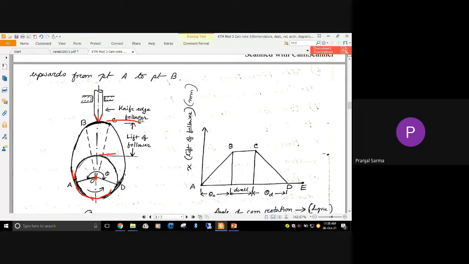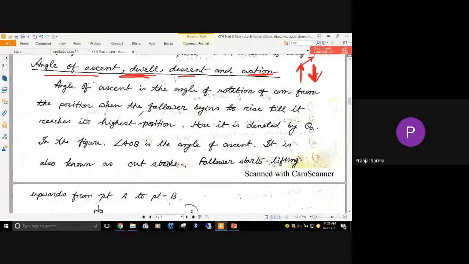And this is the lift of the follower. Now what we call the angle of ascent, dwell, or descent, etc. We can discuss this in terms of angle, or in terms of period or time also. Because the cam has rotational motion, that means it has a certain omega. Just like in the linear case s equals vt, here theta equals omega t, right?